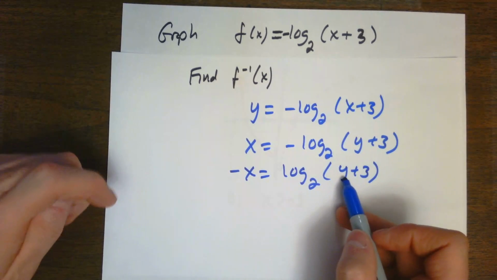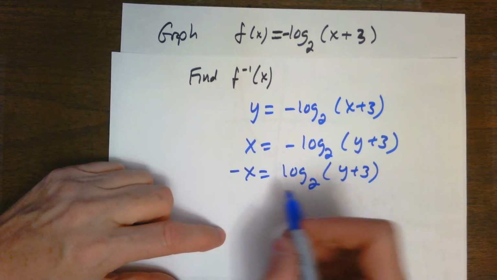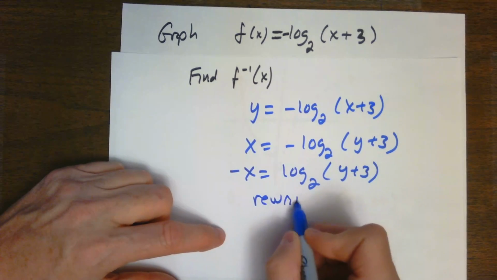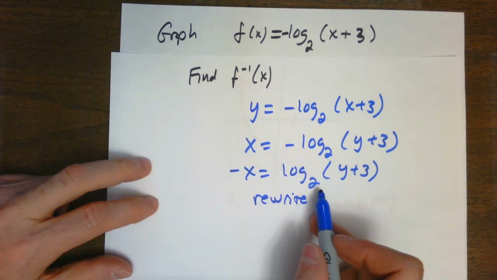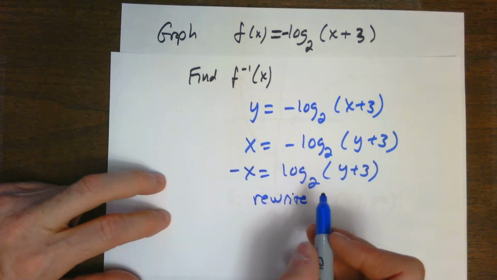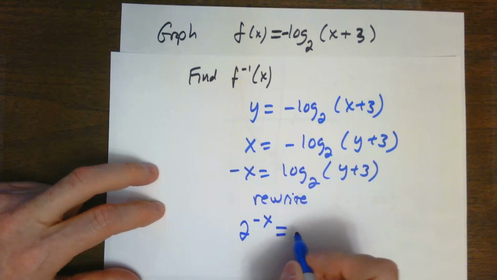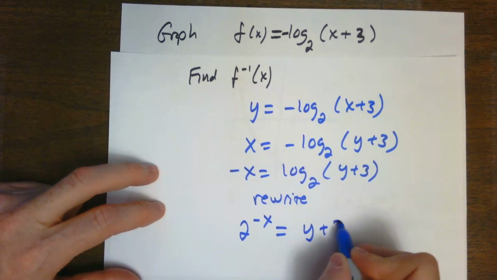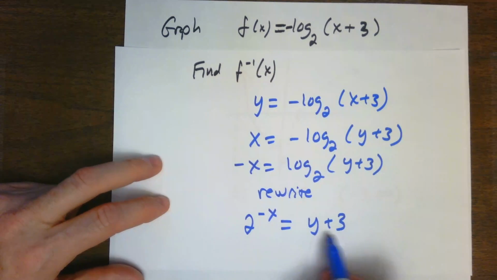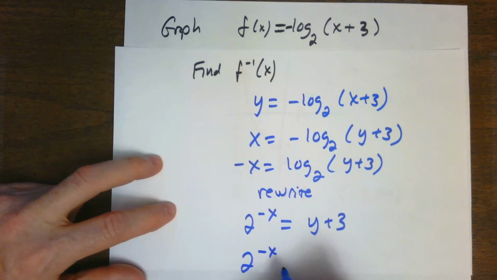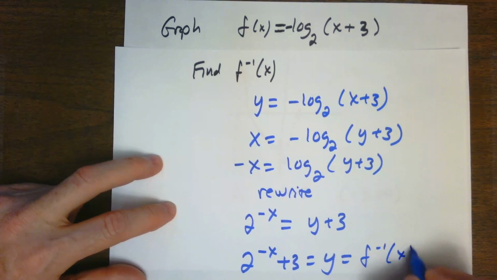Now what? How do I get this y alone by itself? The key to getting this by itself is to rewrite. This is a logarithmic equation. I'm going to rewrite it in exponential form. In exponential form, it's going to be 2 to the power of negative x is equal to y plus 3. And now all of a sudden it becomes easy. Subtract 3 from both sides. 2 to the negative x minus 3 is y, and that is my inverse.